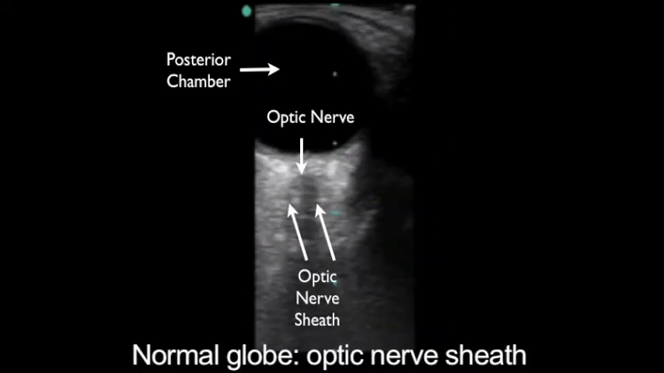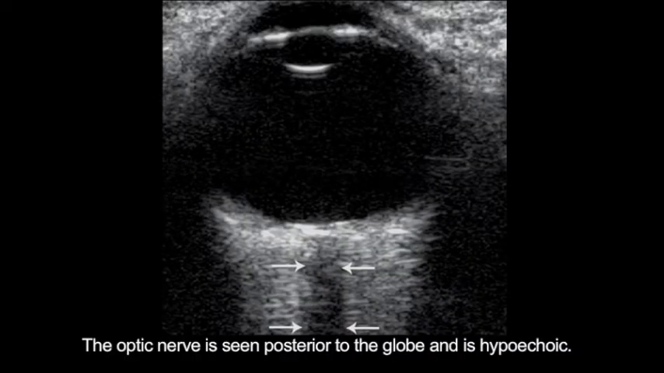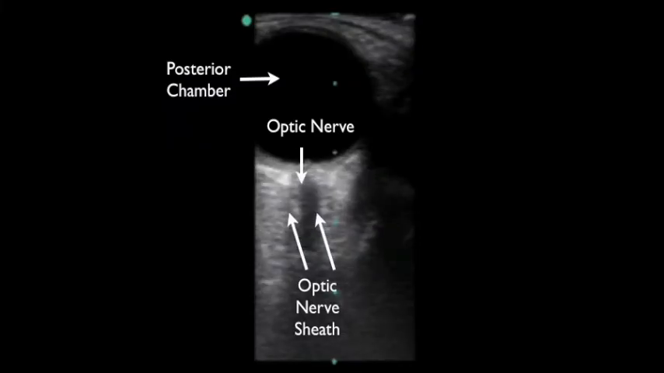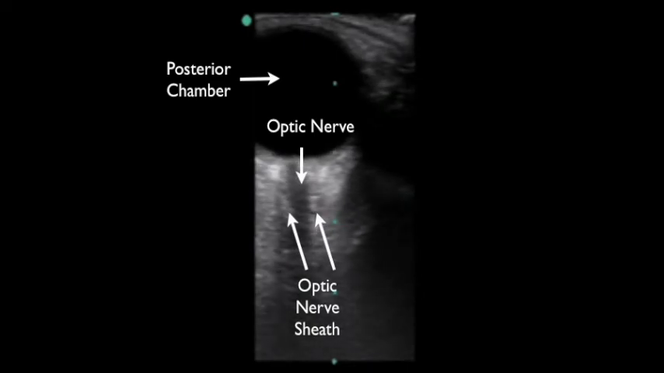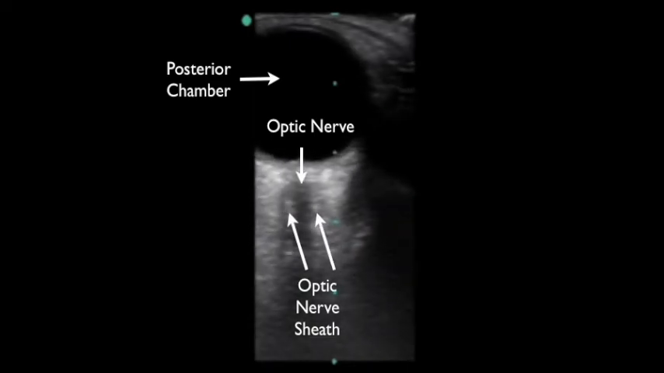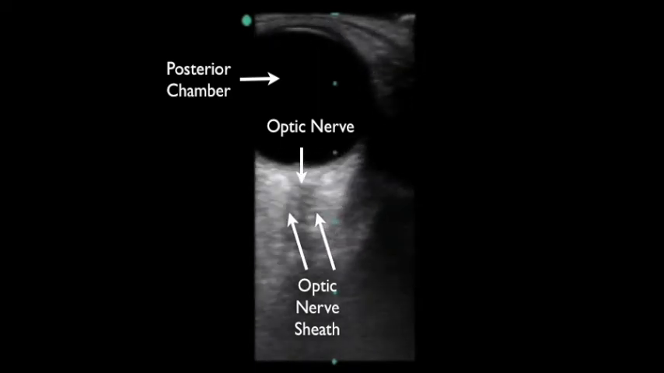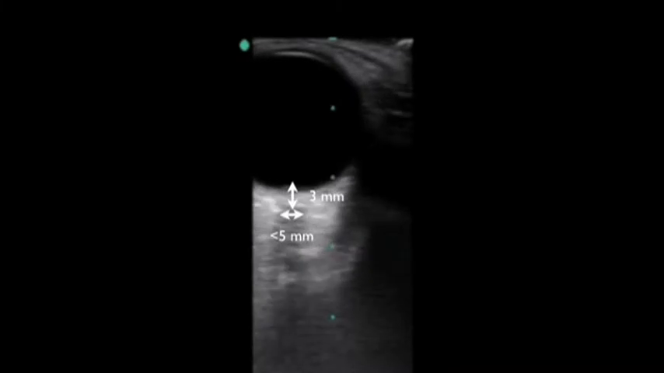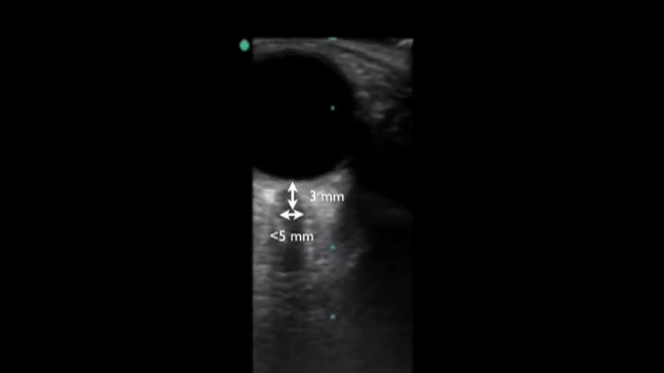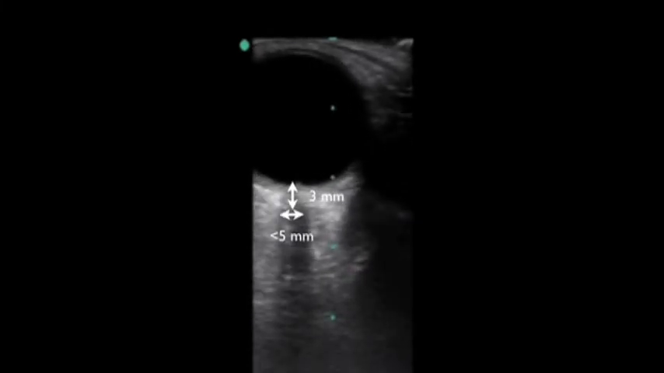Further increasing the depth will assist in better visualization of the optic nerve and sheath. They appear as a hypoechoic tubular structure, which represents the optic nerve, flanked by two thick hyperechoic lines, which represent the optic nerve sheath. Measuring the optic nerve sheath may be helpful in evaluating a patient for increased intracranial pressure. This is done by measuring a distance of 3 millimeters from the posterior retina, and at that depth measuring the diameter of the optic nerve sheath. If this measurement is greater than 5 millimeters, it has been shown to be consistent with increased intracranial pressure.